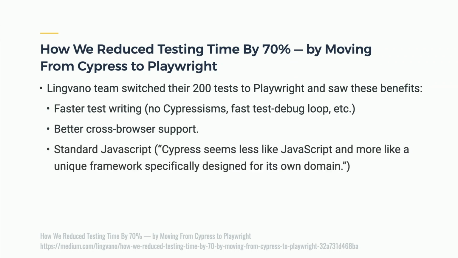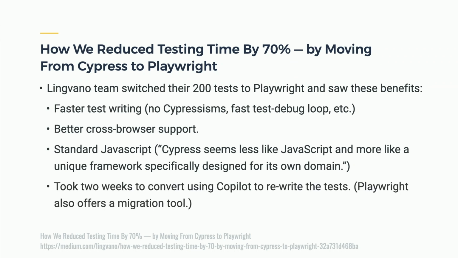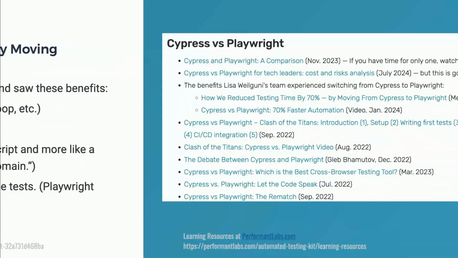They used standard JavaScript. Because of the chaining specifically and the Pyramid of Doom and all that, Cypress, in their quote, seems less like JavaScript and more like a unique framework. And it took them only 2 weeks to convert, because they used Copilot, but also Playwright offers a migration tool. So it's actually not that big of a project if you want to switch over.